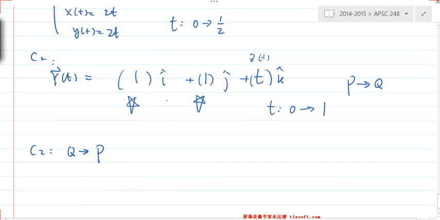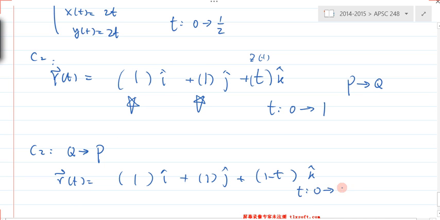Can you rewrite this parametric equation? I don't think we're going to touch the x and y. How would the z be here? t goes from 0 to 1.